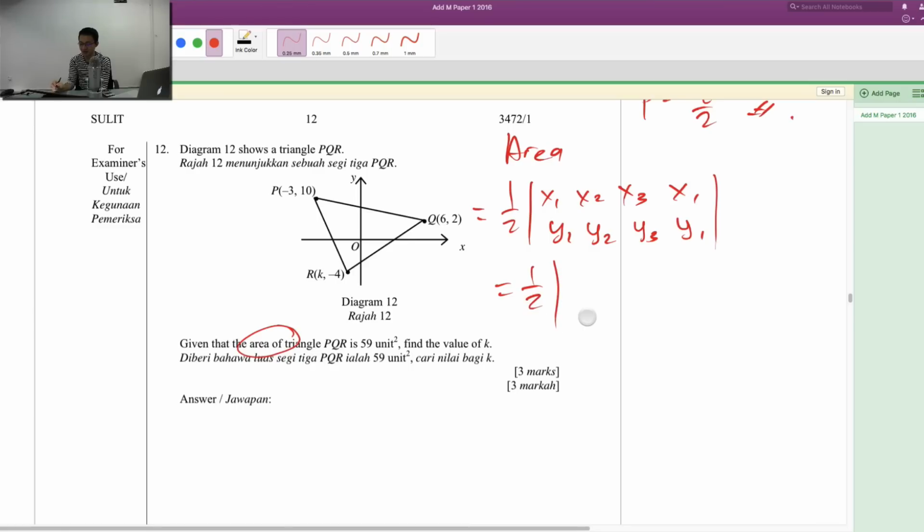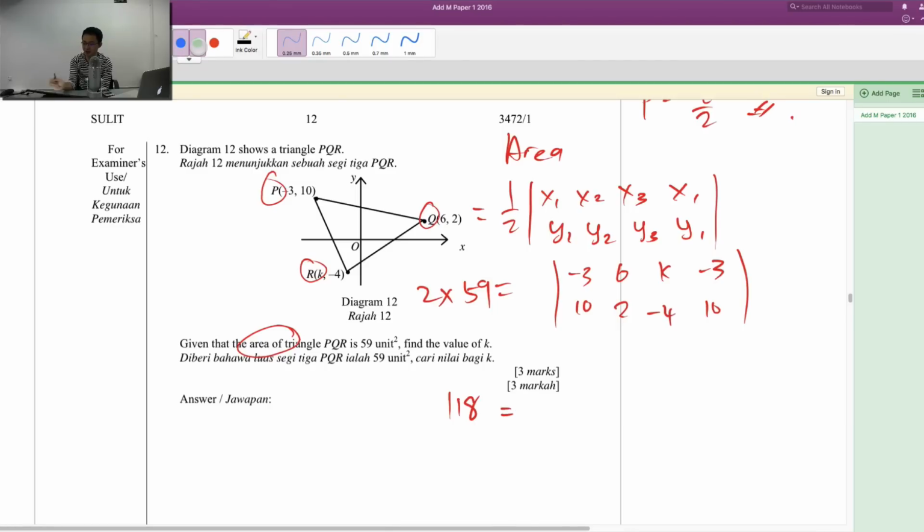Since they say PQR, I will follow the sequence P first, then Q, then R. So P is negative 3, 10, Q is 6, 2, and this is k, negative 4. I repeat the first one, negative 3, 10, and then equals 59. Then of course the first thing I do is move the half to the other side and multiply by 2. So this one will give you 118, I guess.